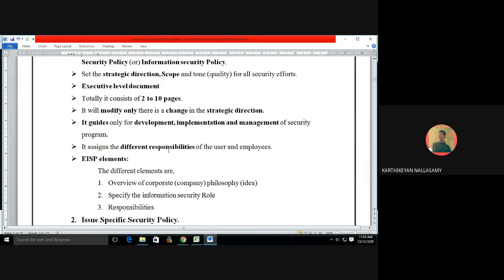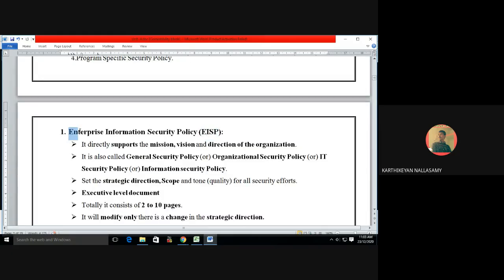So this is called EISP. It mainly focuses on the enterprise, so it must support the direction, vision and strategic planning. If there are changes in the strategic direction, we modify this EISP. The size must be 2 to 10 pages, because the policy will be implemented for the entire organization.